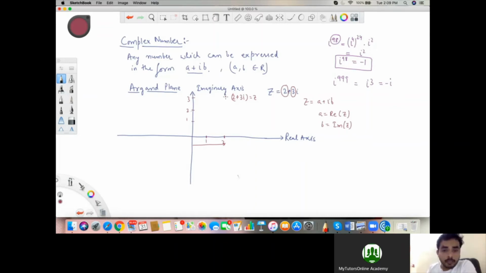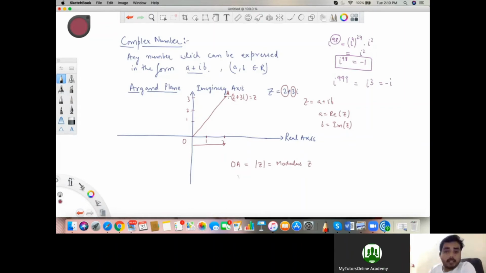Now this is how we can plot this point, and if I join this point with the origin, the distance that this point travels, that means OA, the distance OA, is what we call the mod of z, or modulus of the complex number, modulus z.